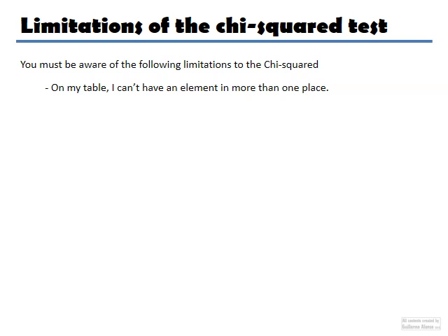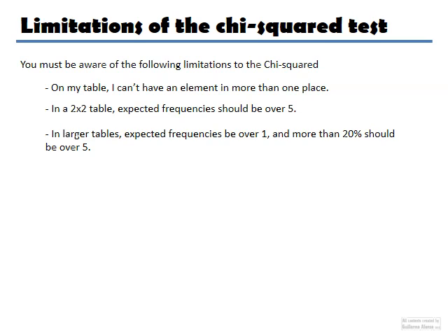On my table, I can't have an element in more than one place. If, for example, I had a student who got a tutor and then didn't have a tutor anymore, and I decided to put the student in two of the slots, both in the didn't have a tutor and did have a tutor, that's an element that's in more than one place. I can't have that. The chi-square will not work properly, and the values that I'm going to get are not going to be correct.